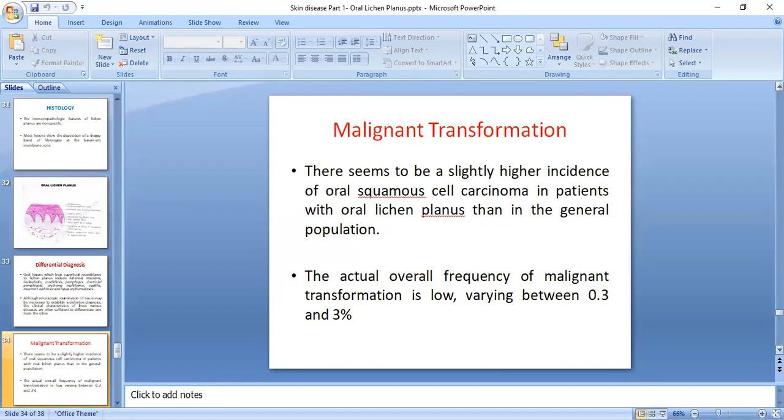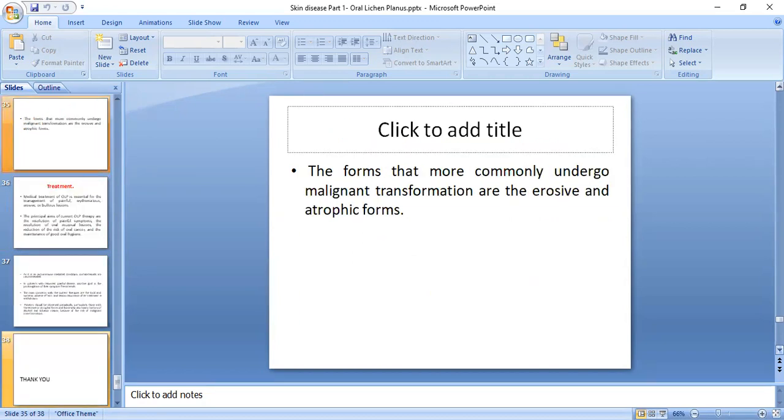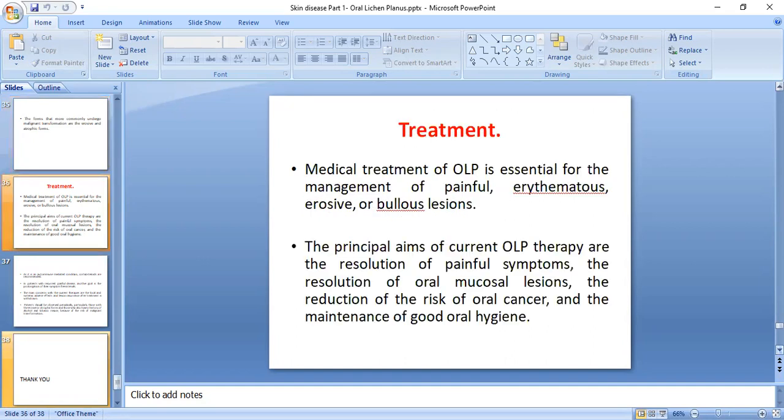Then next, coming to the malignant transformation, there seems to be a slightly higher incidence of oral squamous cell carcinoma in patients with oral lichen planus than in the general population. The actual overall frequency of malignant transformation is low, varying between 0.3 and 3%. The forms that more commonly undergo malignant transformation are the erosive and atrophic forms. Lastly, we come to the treatment.